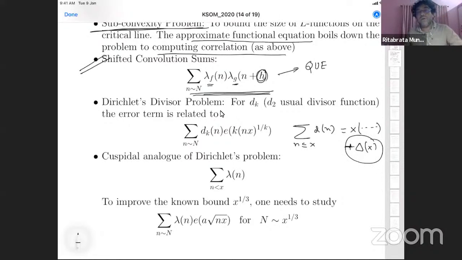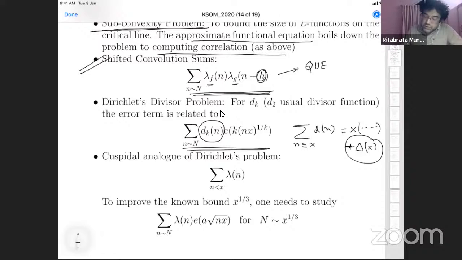He proved the bound that it's bounded by x to the power 1/2, and it was conjectured, it's still a conjecture, that it's bounded by x to the power 1/4 plus epsilon. And what is known is something near x to the power 1/3, a little less than x to the power 1/3. And if you want to really improve, go much beyond x to the power 1/3, then you have to look at this type of correlation sums, where one of them is just the divisor function.